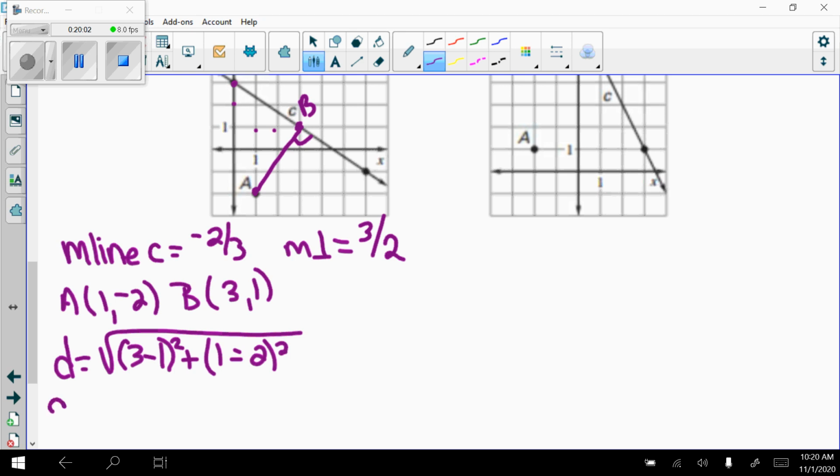Now we want to work this out. Distance is equal to the square root. 3 minus 1 gives me 2, and then I have to square it, plus 1 minus negative 2 turns to 1 plus 2, 3, and I have to square it.